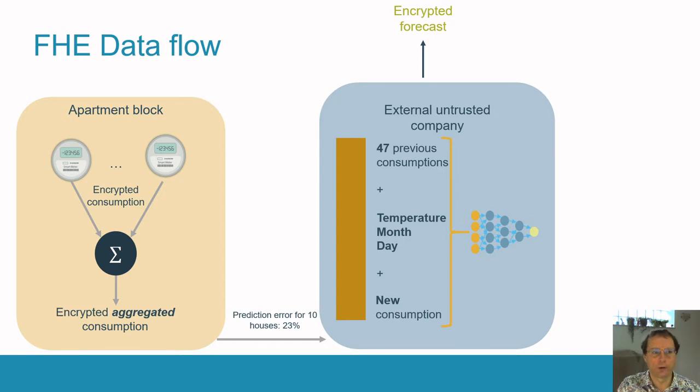The data flow is that the energy consumers in their apartment blocks consume energy. You create an aggregate energy consumption for the whole block, because that hides individuals. You can even add a bit of noise to get some sort of differential privacy, so you get some aggregated information. And we can now pass this to an external untrusted company, which can look at the previous 47 consumptions, the temperature, the month and the current day, and predict a new consumption and get an encrypted forecast out, which then goes to someone else to decrypt.